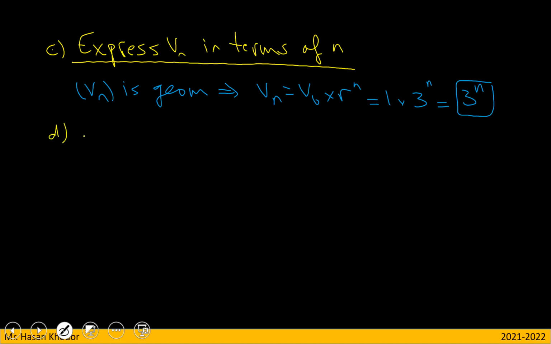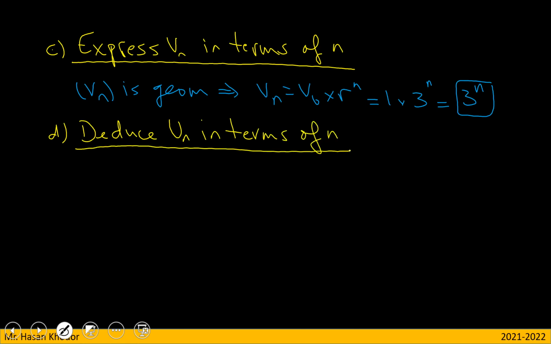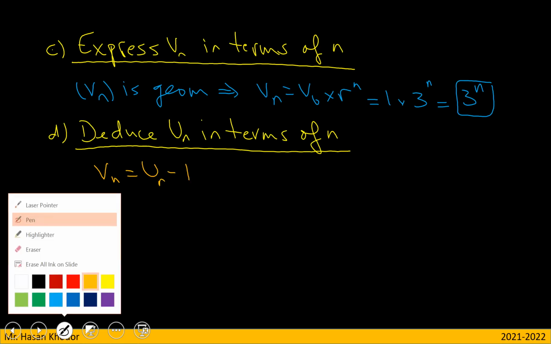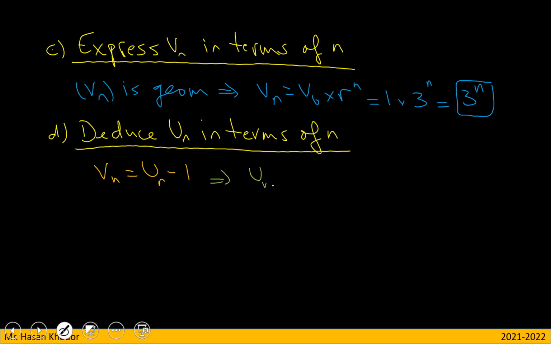The new part now, we say: deduce Un in terms of n. Now, Un is neither arithmetic nor geometric. I can't apply the general rule. But in fact, I have a relation between Vn and Un. I know that Vn is Un minus 1, which means that Un is Vn plus 1. And consequently, this means that Un is equal to 3 to the power n plus 1. This is Un, and you can check the result.